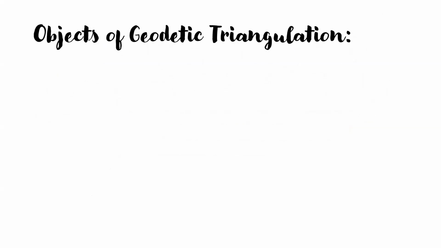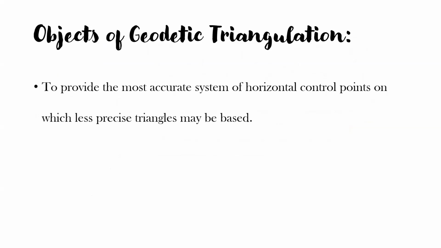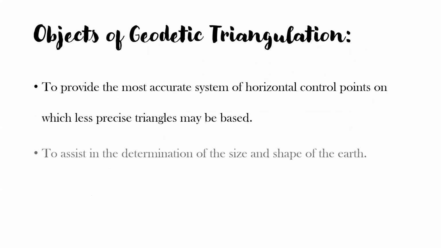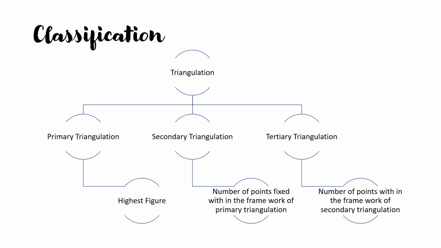Now, before going ahead, let's see what is the objective of a geodetic triangulation. The main objective is to provide the most accurate system of horizontal control points on which the less precise triangles may be based, which in turn may form a framework to which other forms of surveys like cadastral, topographical, hydrographical, engineering may be referred, and to assist in determination of the size and shape of the earth by making observations to latitude, longitude, and gravity.